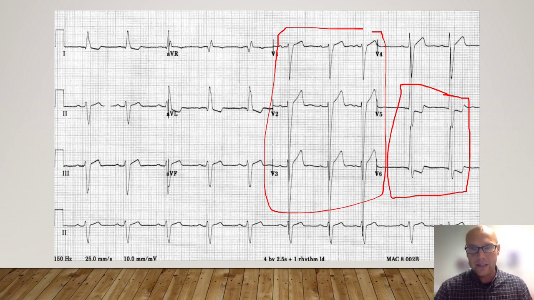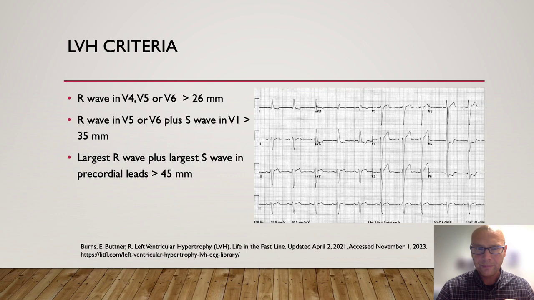I have listed the LVH criteria, but usually you're looking at V2 and V5, measuring those two, and typically it's greater than 35. I think they used to refer to that as Scott's criteria, but I'm not sure anymore. As a general note, if you start seeing overlap of these QRS complexes, especially in the middle anterior leads here, that's indicative of a left ventricular hypertrophy.